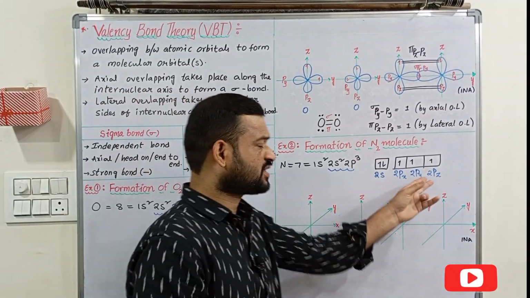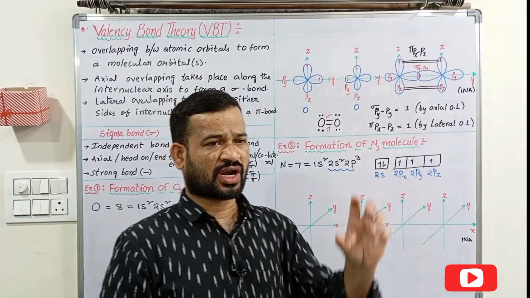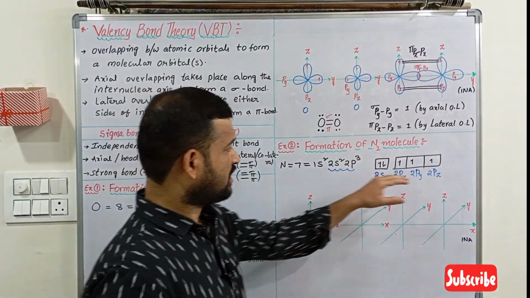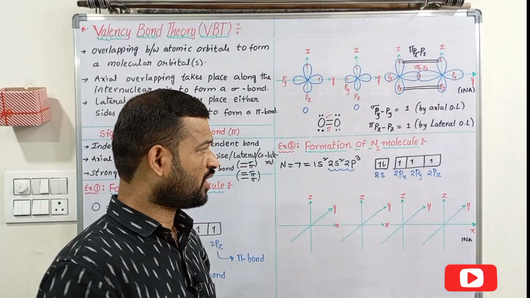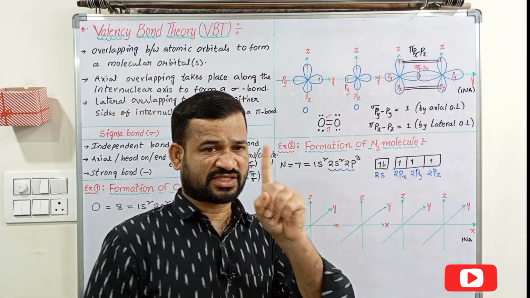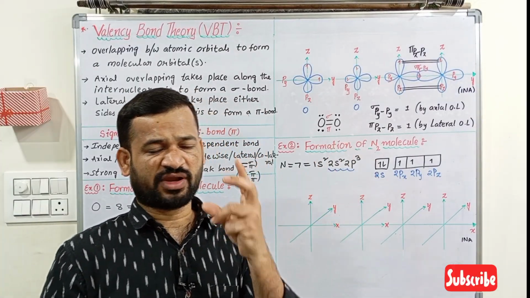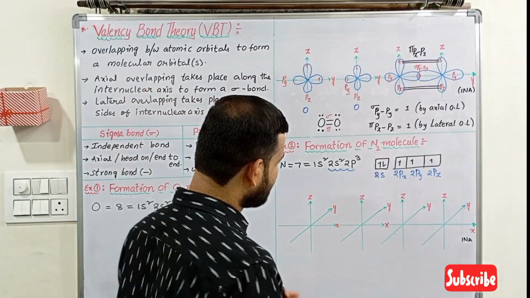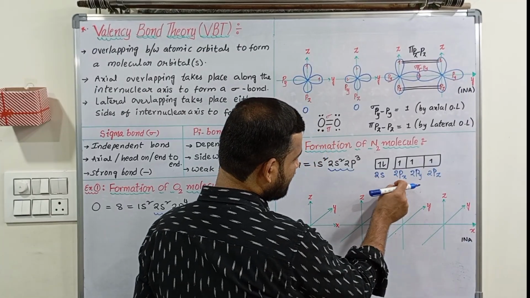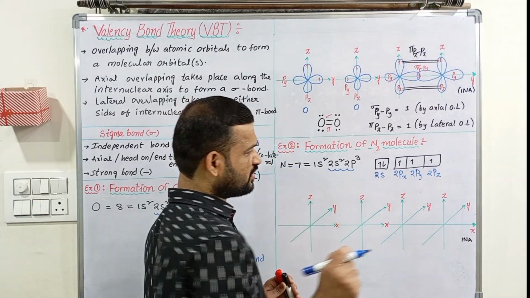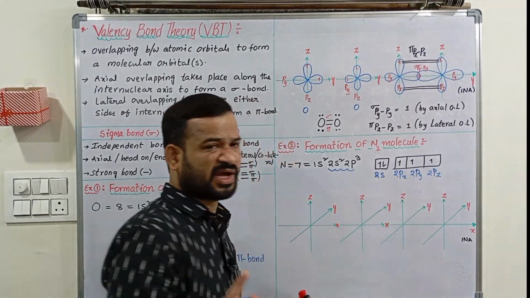Understand? Means these 3 atomic orbitals will overlap with these 3 atomic orbitals of another nitrogen atom to form 3 covalent bonds. In that, the first one is a sigma bond and the remaining 2 will be pi bonds. Okay, if I take the internuclear axis as the x-axis, then between px, a sigma bond will be formed. Between the remaining py and pz, pi bonds will be formed.